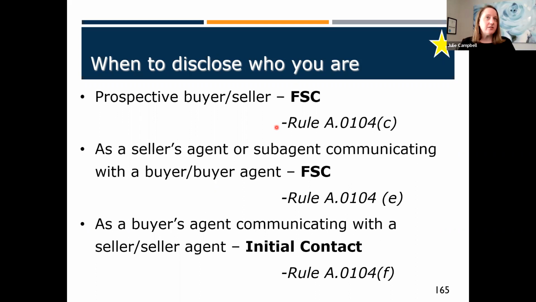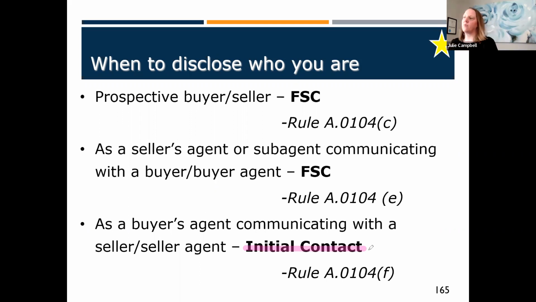This last one is where it gets just a little different. This last one says if you've already been hired as a buyer's agent, a buyer has hired you and you are working on behalf of them. When you first contact a seller or a seller's agent, we need to disclose our status of being a buyer's agent, not at first substantial contact, but at initial contact. Initial contact is, hi, my name is Julie, and I'm working as a buyer's agent. We don't wait for that first substantial contact.